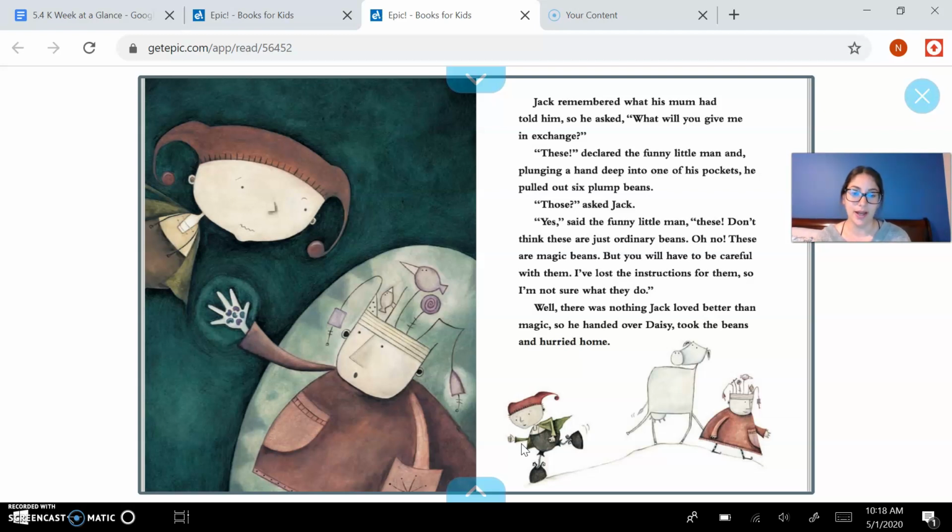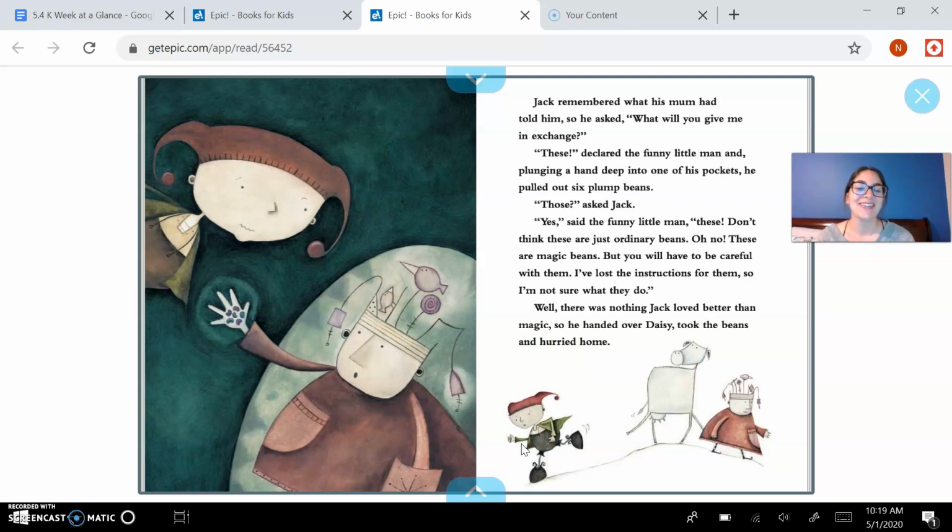"Those?" asked Jack. "Yes," said the funny little man. "These. Don't think that these are just ordinary beans. Oh no, these are magic beans. But you will have to be careful with them. I've lost the instructions for them, so I'm not sure what they do."